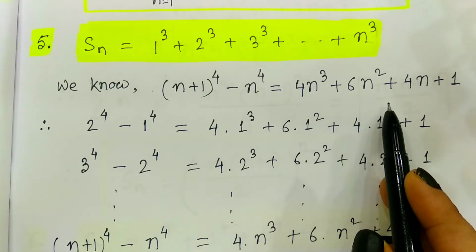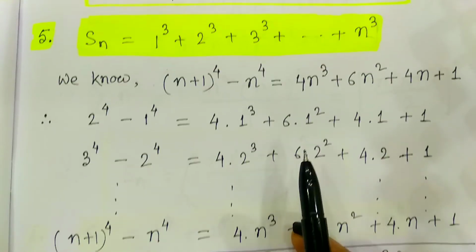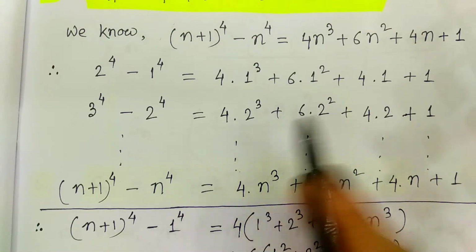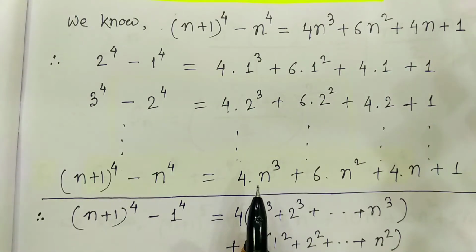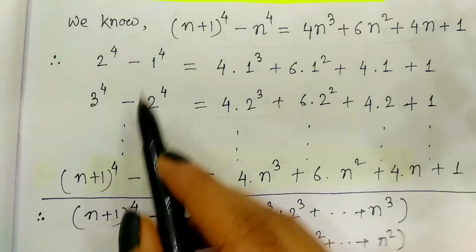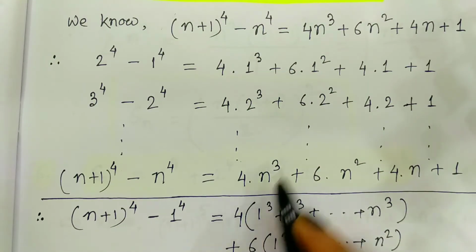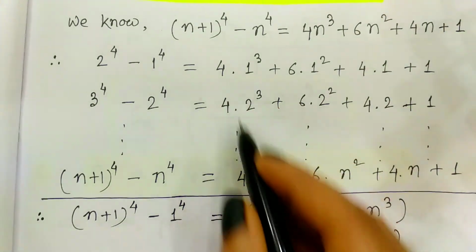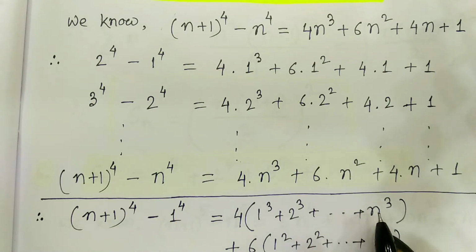If we now substitute n for 1, 2, 3, likewise continuously up to n, then after that substitution we find this portion. And if we add all those equations, then on one side (n+1) to the power 4 will remain and minus 1 to the power 4 will remain. So this part will be there. And for the rest, if we take 4 common, then it remains 1 cube plus 2 cube plus 3 cube, in this way up to n cube.